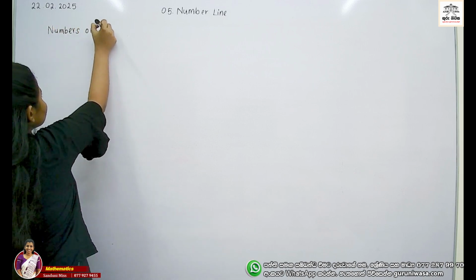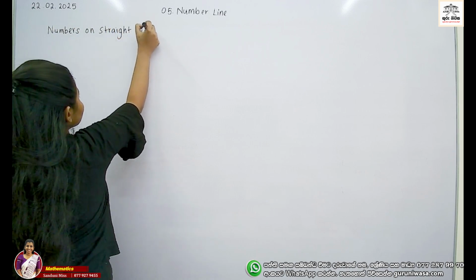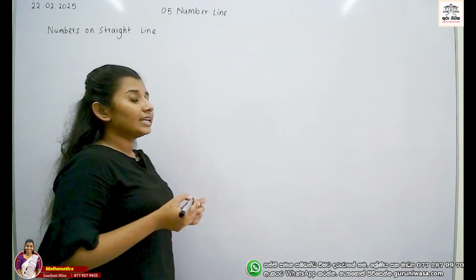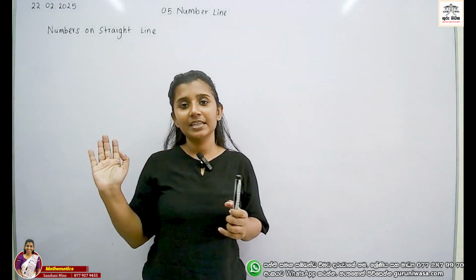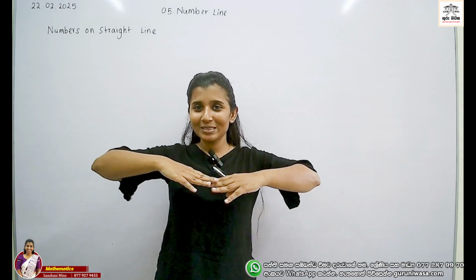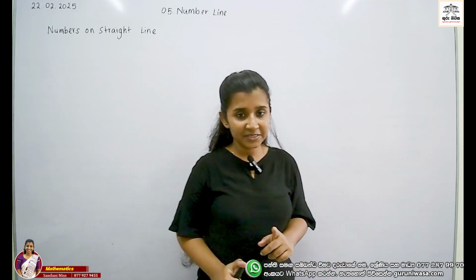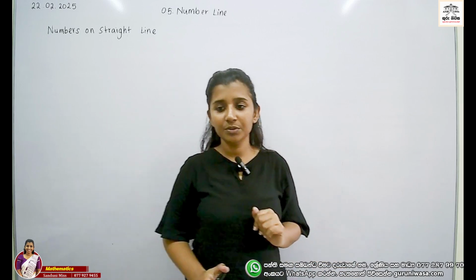Numbers on a line. Now, number line means what? You know what numbers are and you know what a line is. Number line means numbers on a straight line. So, first of all, I'll explain. After that, I'll show you how to draw it.